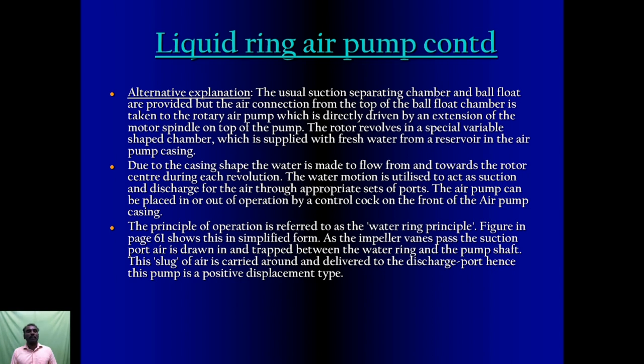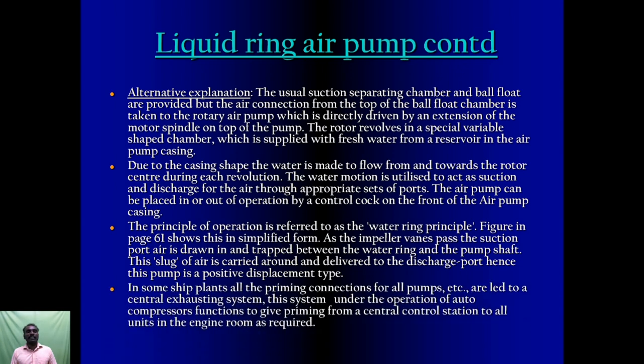The air pump can be placed in or out of operation by a control cock on the front of the air pump casing. The principle of operation is referred to as the water ring principle. As the impeller vane passes the suction port, air is drawn in and trapped between the water ring and the pump shaft. This slug of air is carried around and delivered to the discharge port. Hence, this pump is a positive displacement type.